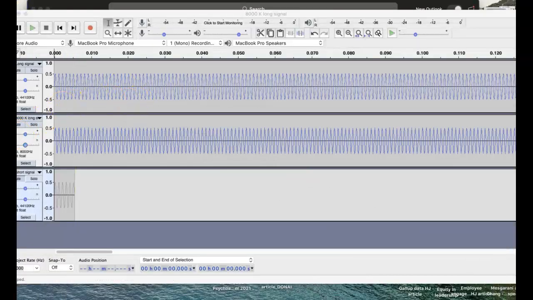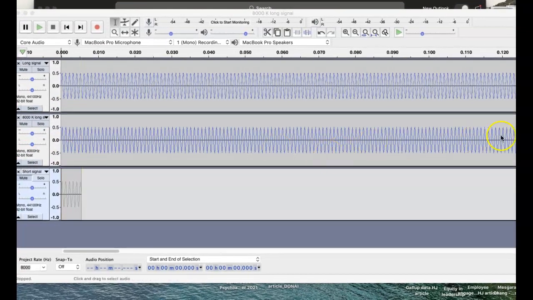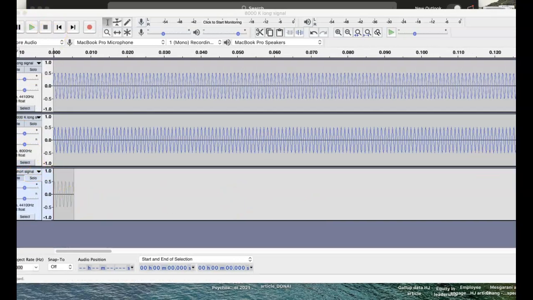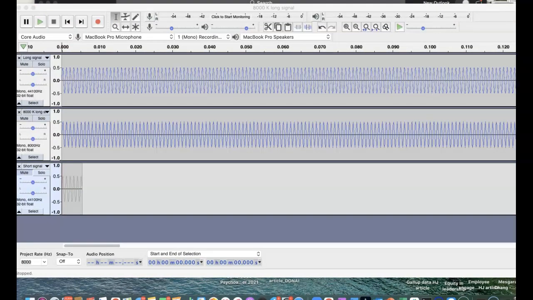All right, now I want to go over the lab. So hold on, I need to adjust this screen a little bit. So a couple things. These are the three sounds I sent you. The long signal, the 8000 hertz long signal, or 8K, and then the short signal.